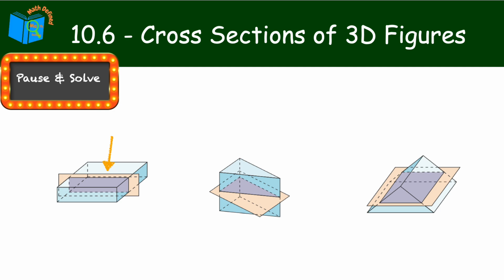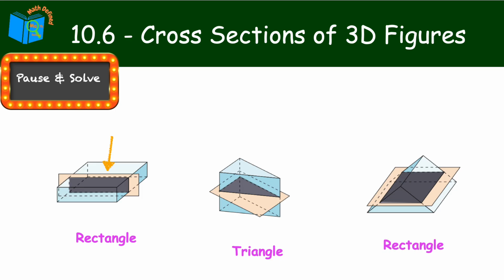The first rectangular prism is sliced vertically to its base, so the cross-section is a rectangle. The middle triangular prism is sliced parallel to its base, so the cross-section is a triangle. And the last triangular prism is sliced vertically to its base, so the cross-section is a rectangle. Do you notice a pattern regarding the direction of the cut?